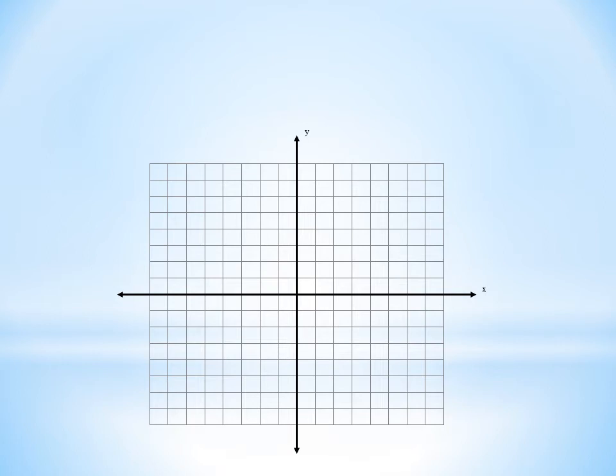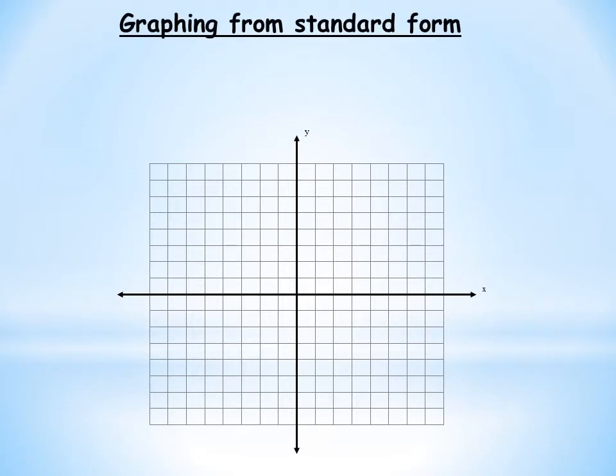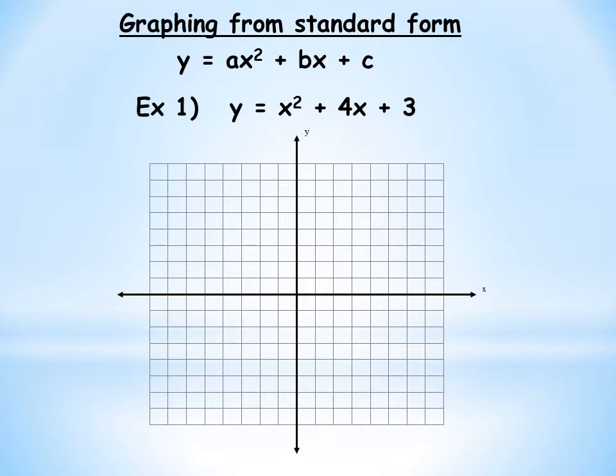Okay, so we have now figured out how to graph in vertex form when you have an a value of 1 or if you have an a value that is larger or smaller than 1. Now we're going to graph from standard form. So standard form, to remind you, is y equals ax squared plus bx plus c. So for instance, something like this.